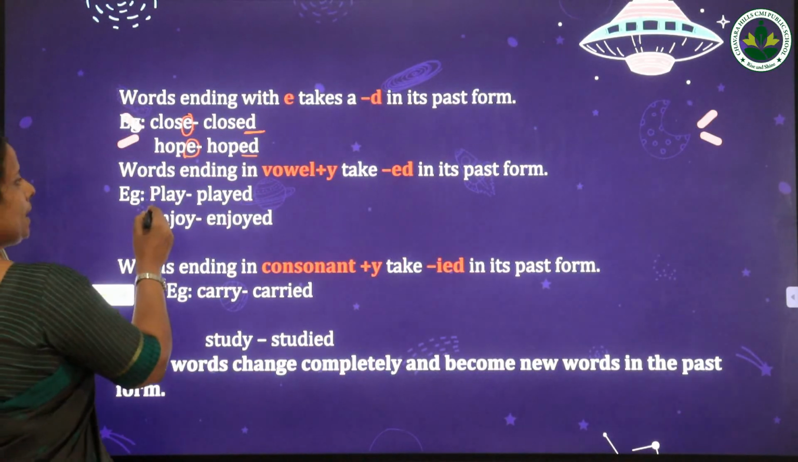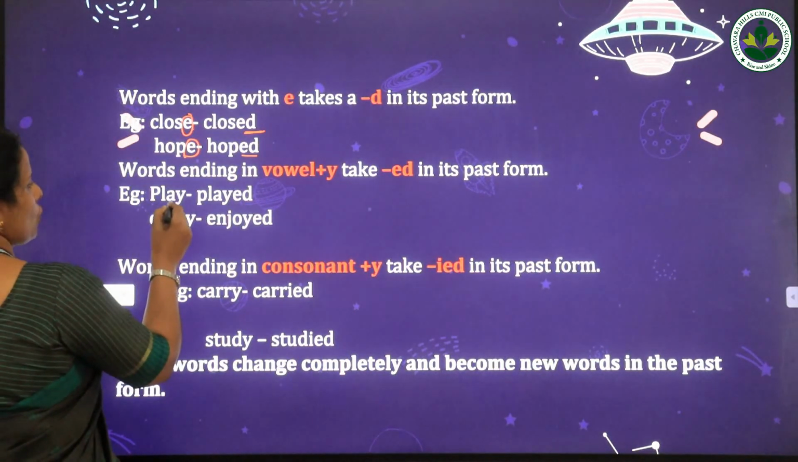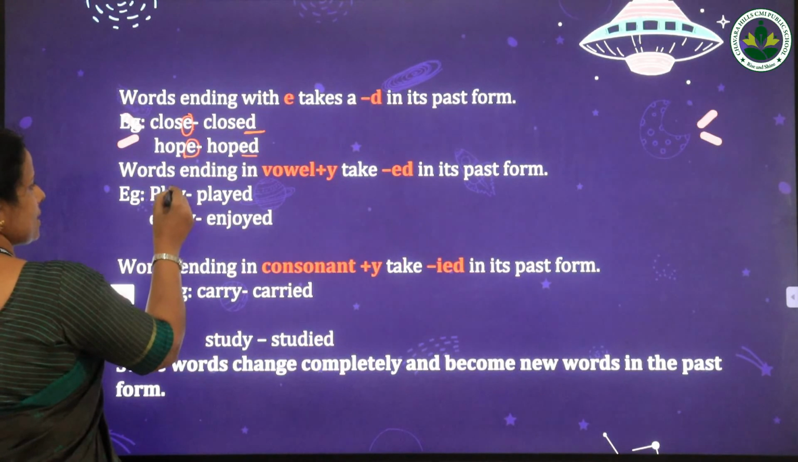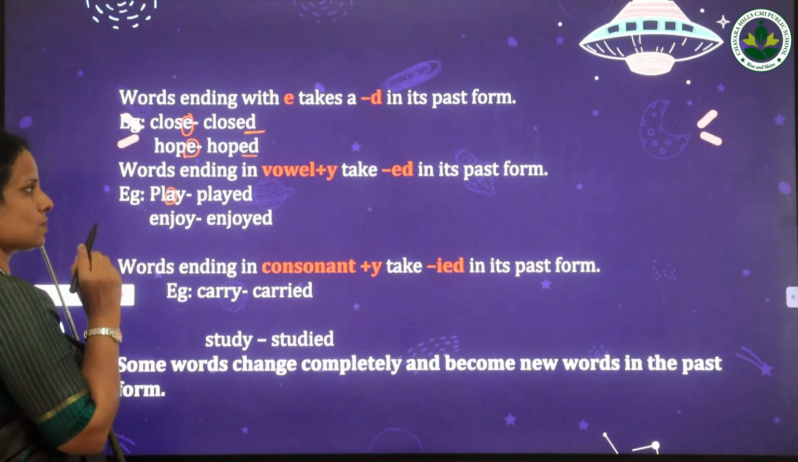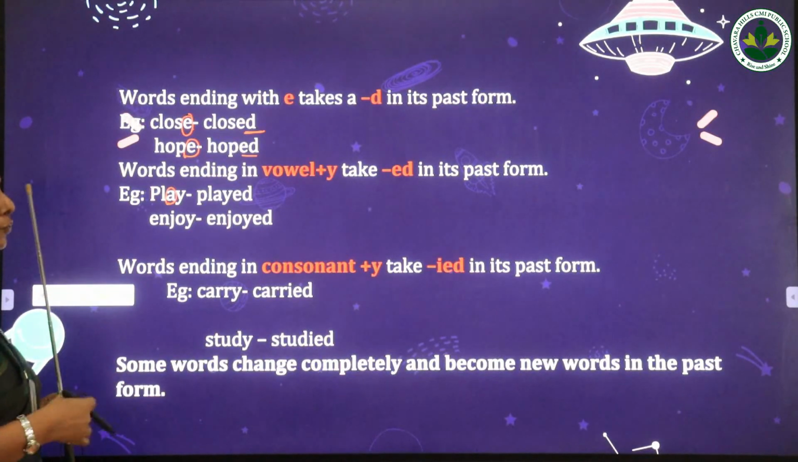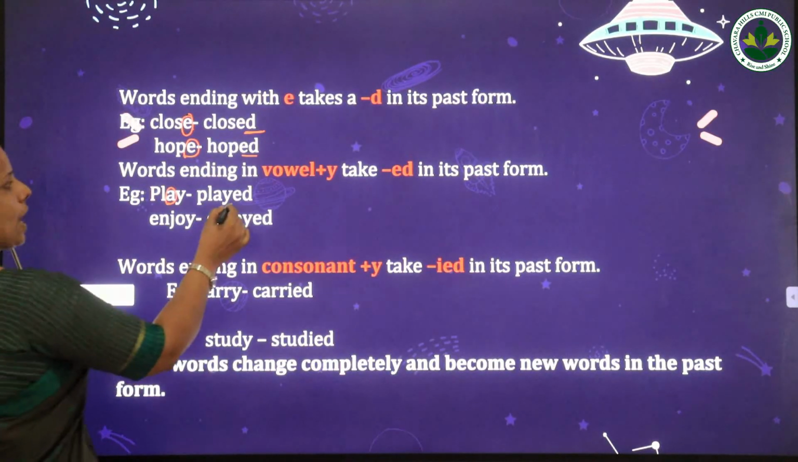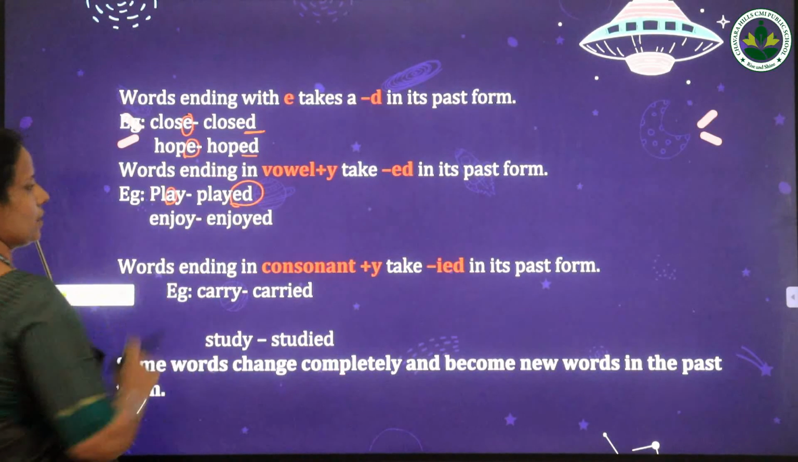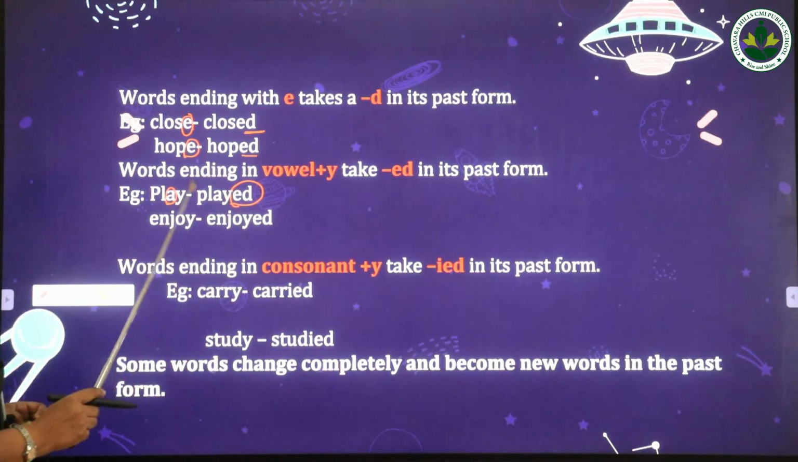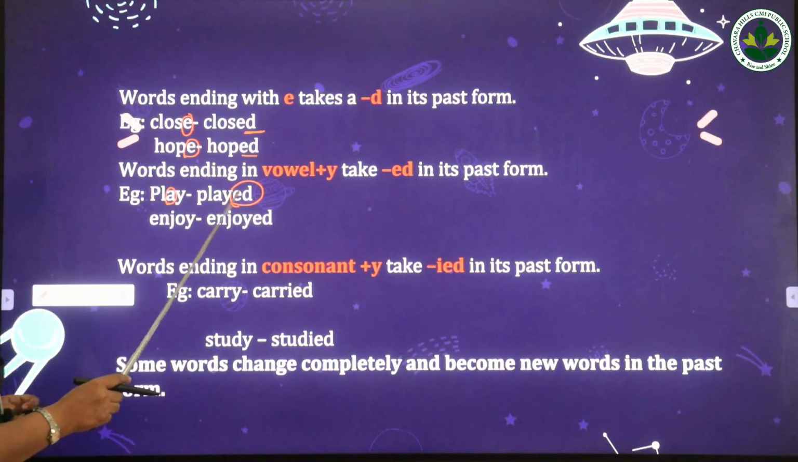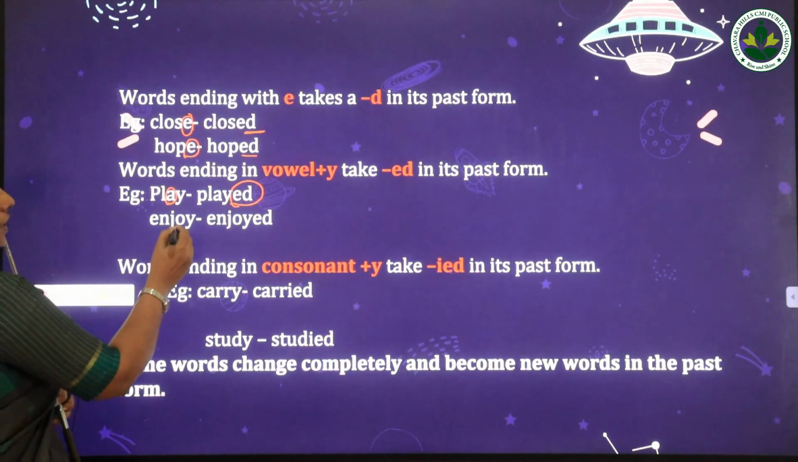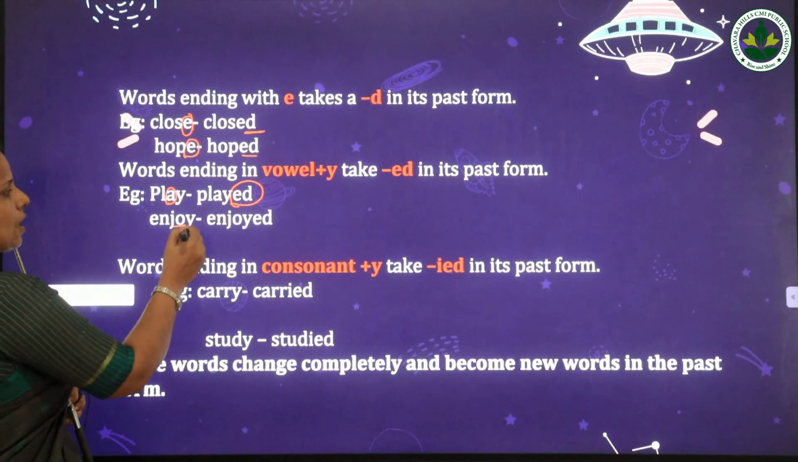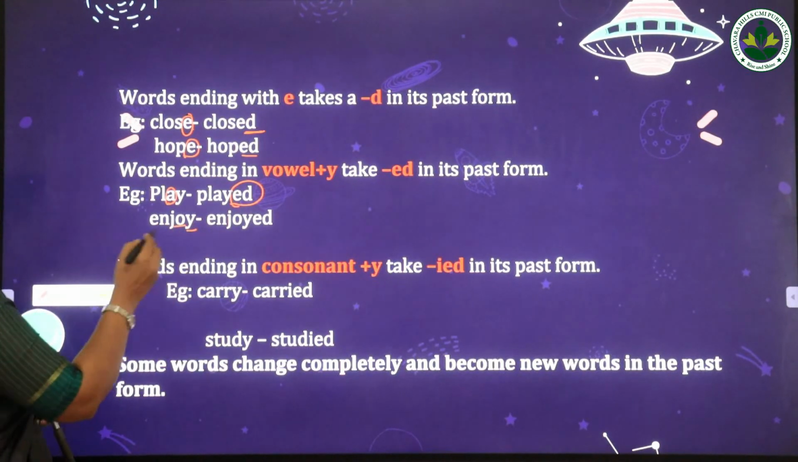Here you see PLAY, play. Before Y there is a vowel. So, for a word ending in vowel plus Y, to form the past tense, you have to add ED at the end. Play, played. What's the spelling of played? PLAYED, played. Then enjoy. The word ends in vowel plus Y. So, add ED.